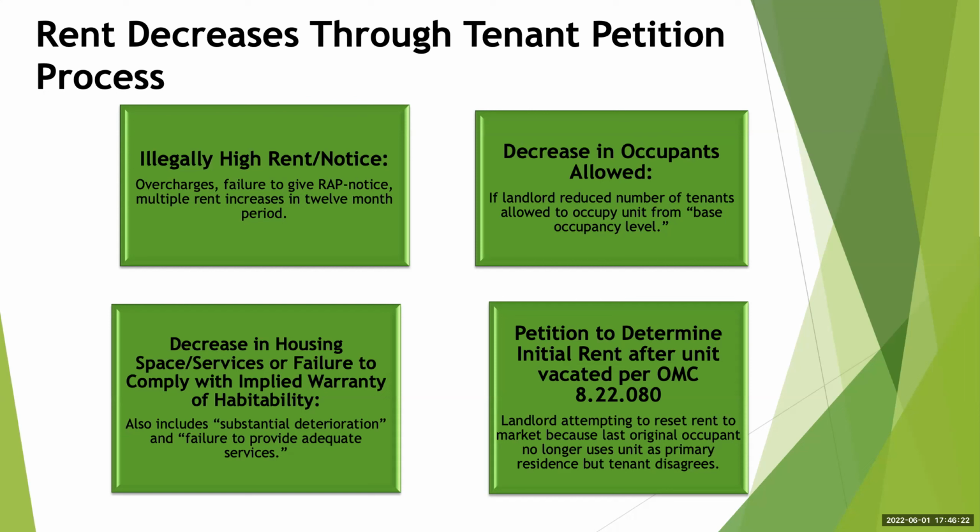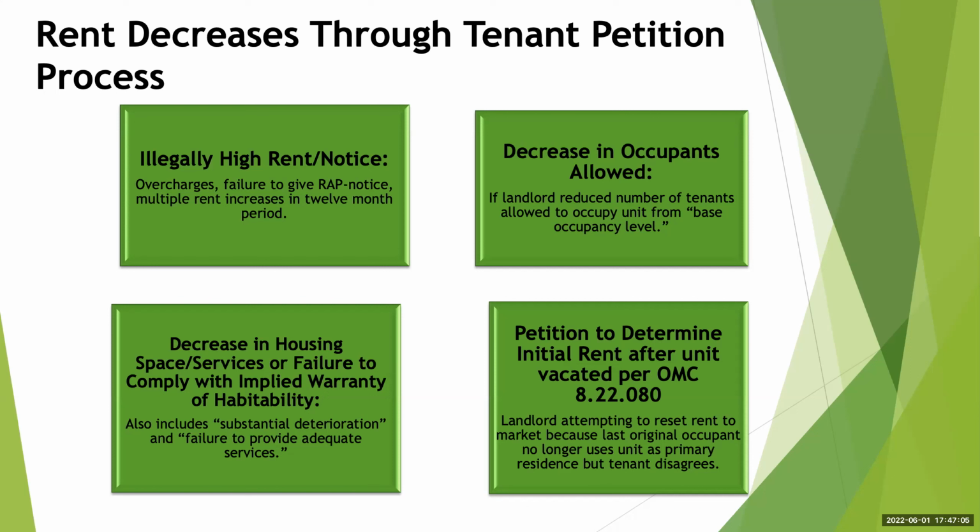The bottom right is a petition to determine initial rent after the unit has been vacated, right? This is where the landlord attempts to reset the rent because she or he feels the last original occupant no longer uses the unit as their primary residence, right? So to understand how this works, under Costa-Hawkins, an owner can reset the rent when they have a completely empty unit in between tenancies. It's known as vacancy decontrol. This is the time that an owner is allowed under state law to reset the rent to market and put the unit back on the market.